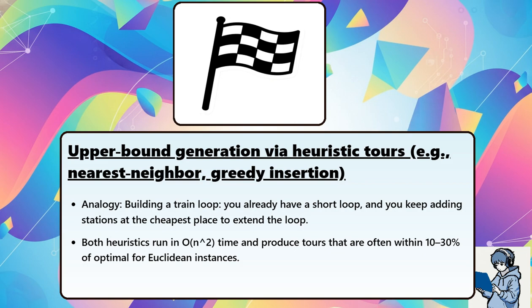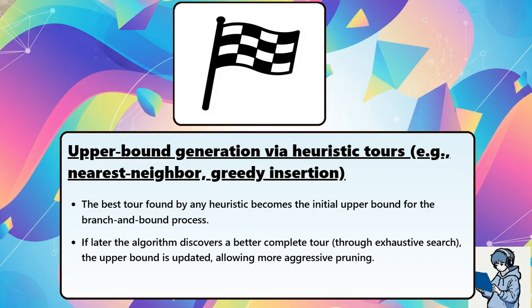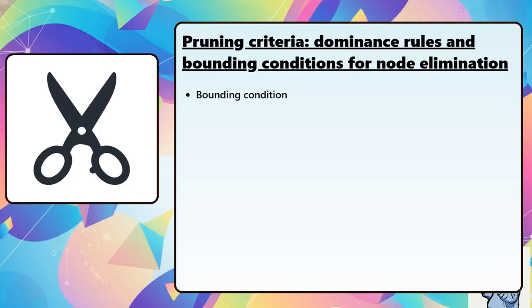Both heuristics run in O of n squared time and produce tours that are often within 10 to 30% of optimal for Euclidean instances. The best tour found by any heuristic becomes the initial upper bound for the branch and bound process. If later the algorithm discovers a better complete tour through exhaustive search, the upper bound is updated, allowing more aggressive pruning.